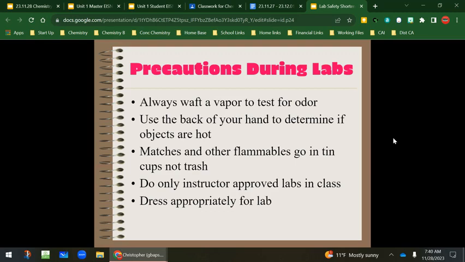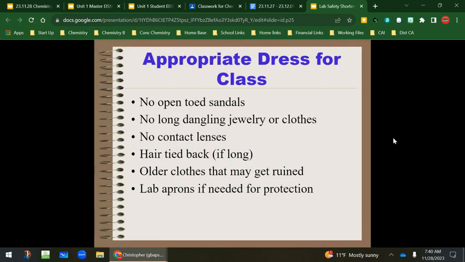Do only instructor-approved labs in the classes and dress appropriately. Again, we are going to be working with some chemicals that are very dangerous. And if you go and mix those things with something else, you're going to get a reaction that we don't want. There's probably a reason I don't want you mixing certain things together. So please don't try that on your own and see what happens, okay? So dress appropriately for the lab. Okay, that means no open-toed sandals.